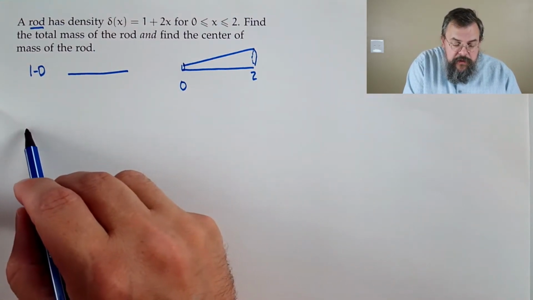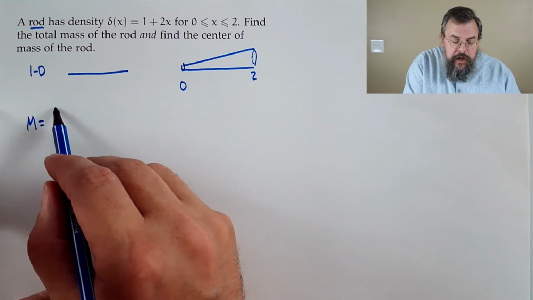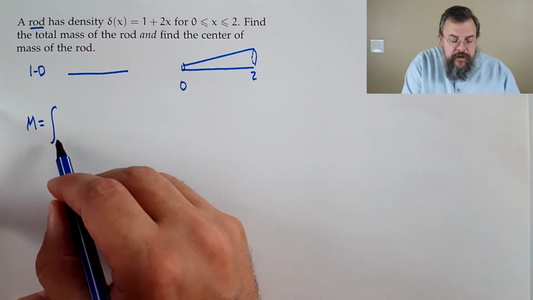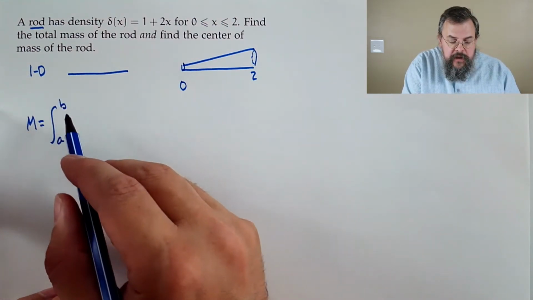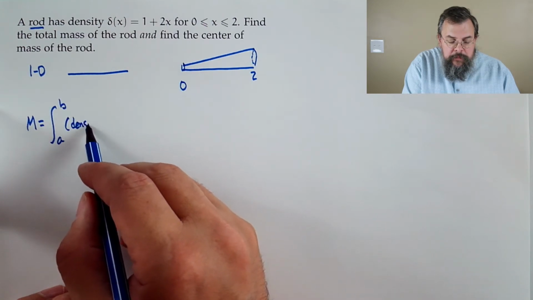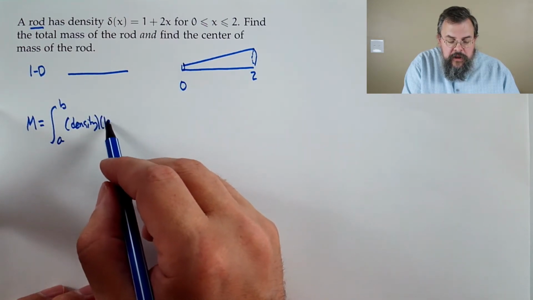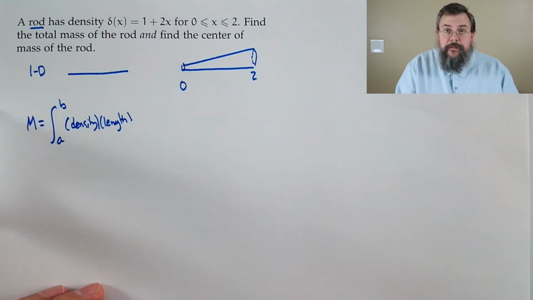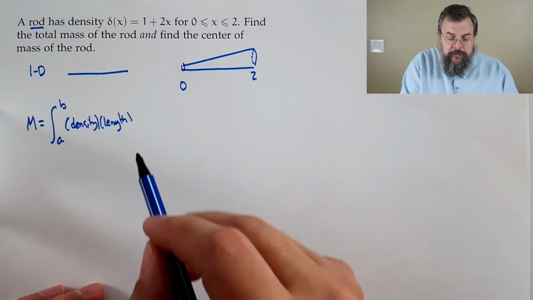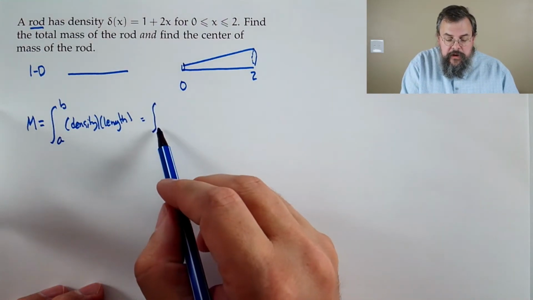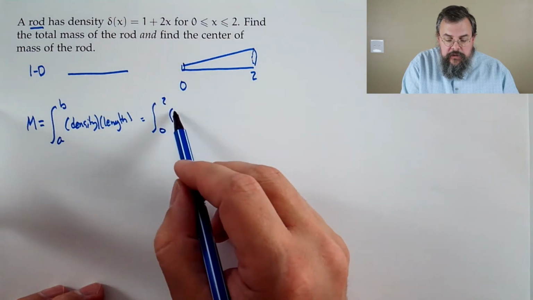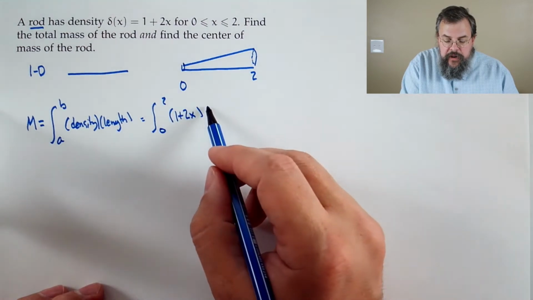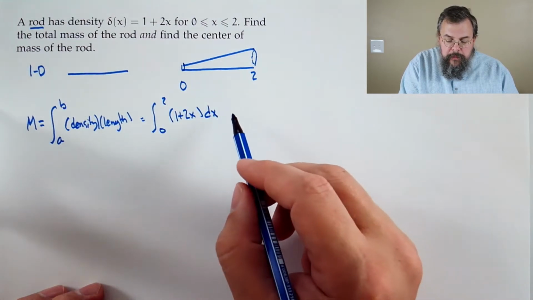Now mass is pretty straightforward. What do you do? You add up. That's what we always do in integration problems, adding up from the start to the end. We have our density and our length, because for one dimension, density times length gives us the mass of our little part. So for us, the integral from 0 to 2 of 1 plus 2x, that's our density, and then our length is dx. Well, that's not so bad.